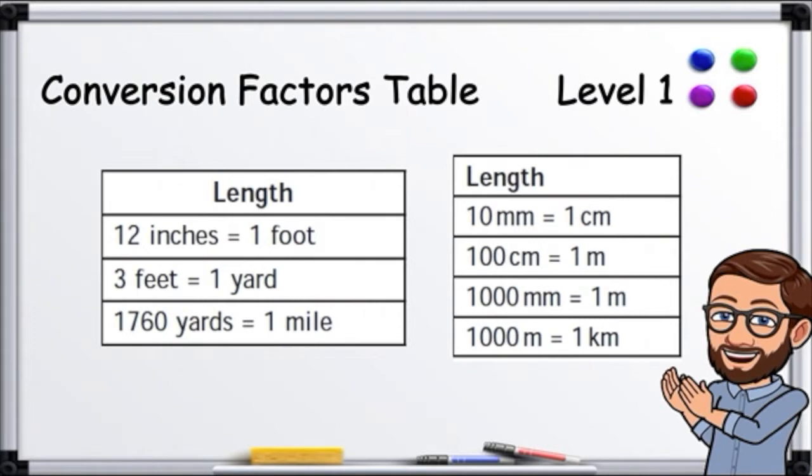Okay, length. Within the imperial system, they have 12 inches equals 1 foot, 3 feet equal a yard, and 1,760 yards equals 1 mile. And in the metric system, we have 10 millimetres equals a centimetre, 100 centimetres equals a metre, 1,000 millimetres equals 1 metre, and 1,000 metres equals 1 kilometre.